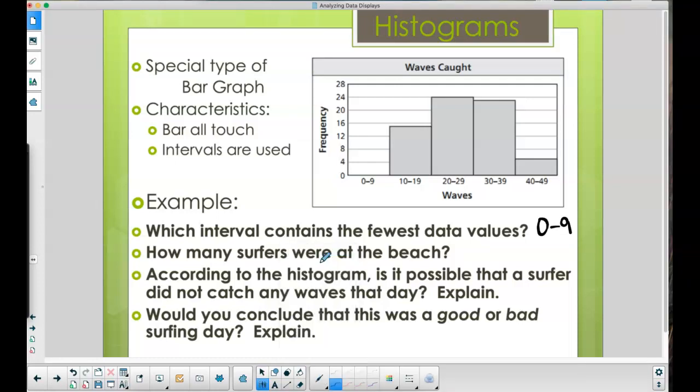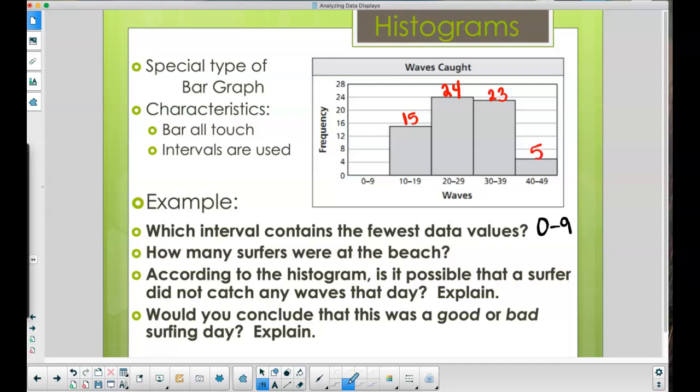Okay, then how many surfers were at the beach? If we want to figure out how many surfers are at the beach, we need to know how many people are in each bar. How many people caught between 10 and 19 waves? I would say that's about 15 people. How many people caught between 20 and 29 waves? 24. Between 30 and 39, I would say is about 23. And 40 to 49, I'd say is about 5.